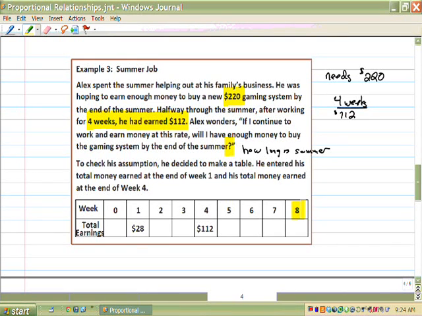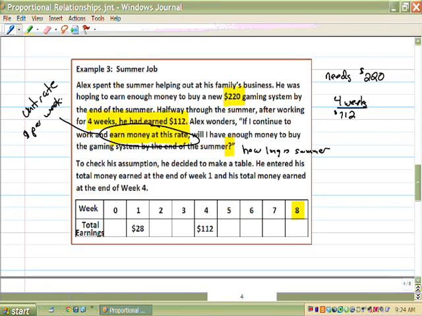Another key thing in here, though, is right here. Earn money at this rate. Hopefully, you would realize that this right here is talking about a unit rate. He's earning a certain amount of money. It's the same amount of money per week. That's what he's saying. So 1 week I make this much, 2 weeks this much, on and on and on.